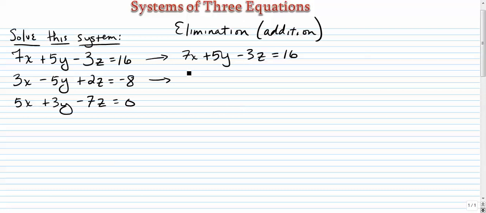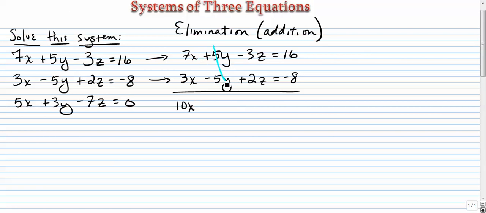And it's always important to keep things lined up vertically. If you don't, they can get a little bit confusing. So here we go. We're going to add these. 7 and 3 is 10x. 5y and negative 5y cancel out. So that's a good thing. That's the elimination step. Negative 3z plus 2z is negative 1z. 16 plus negative 8 is positive 8. So we're left with 10x minus z equals 8. Alright, so we eliminated the y variable there.